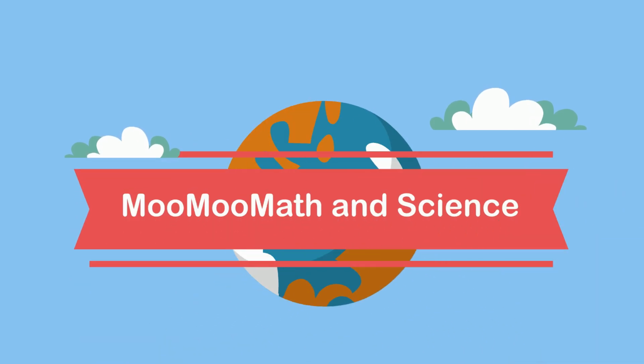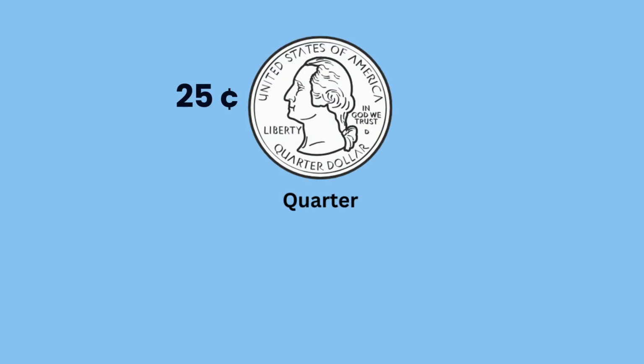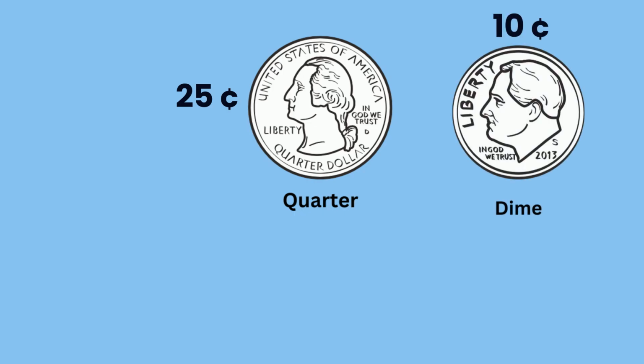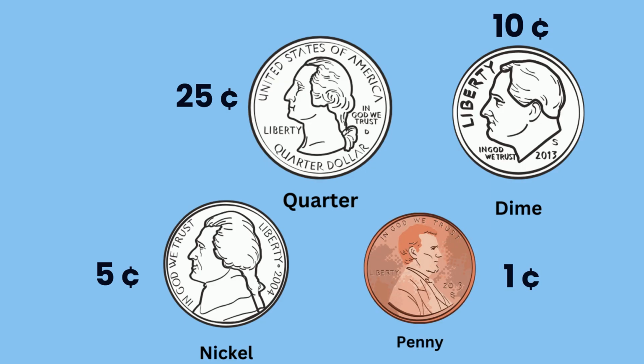In this video, let's practice counting coins. As a quick reminder, remember a quarter equals 25 cents, a dime equals 10 cents, a nickel equals 5 cents, and a penny equals 1 cent.